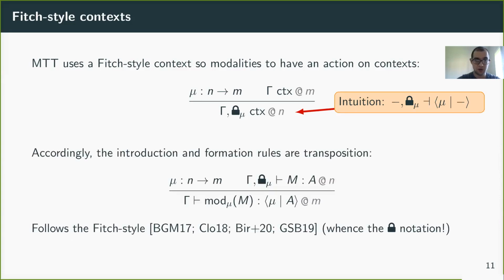Now, this intuition immediately pays some dividends because it tells us how to write down the introduction and formation rules. So I have the introduction rule here. And the idea is that it's just transposition. We have a mu type here, and we transpose to get a locked context above the line. So this tells us how to introduce a mu modal type. And for those familiar with the literature, this follows the Fitch-style approach to modalities, which is also where we inherit the lock notation from.